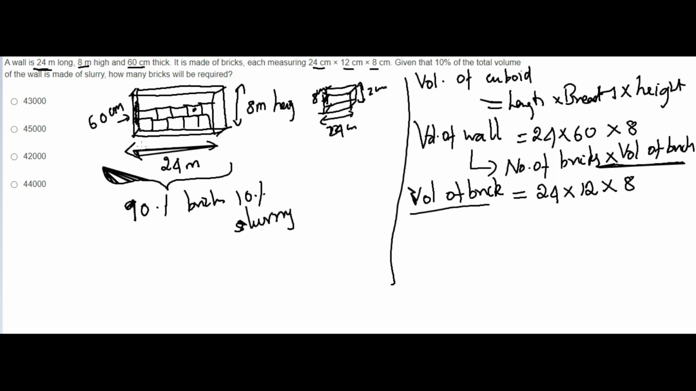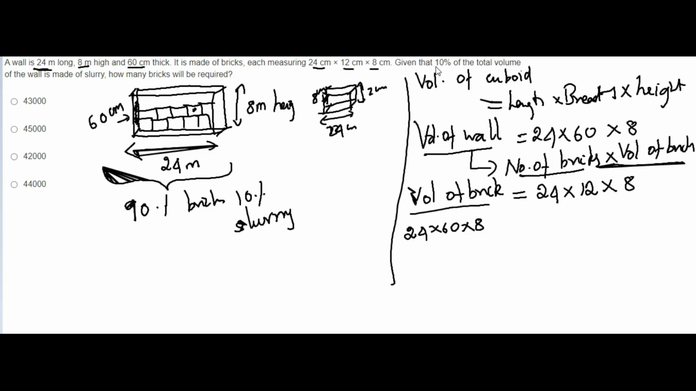Okay, so what is the volume of the wall? 24, 60, 8, is it right? So you know the complete formula: the volume of the wall should be equal to the number of bricks times the volume of a brick. Is it right? So the volume of the wall is 24 into 60 into 8.